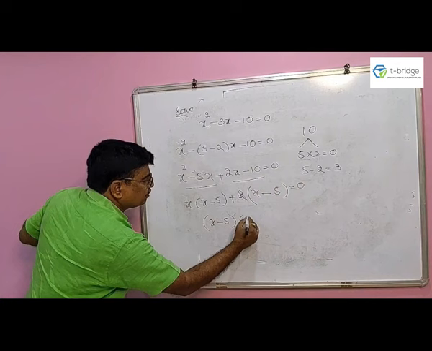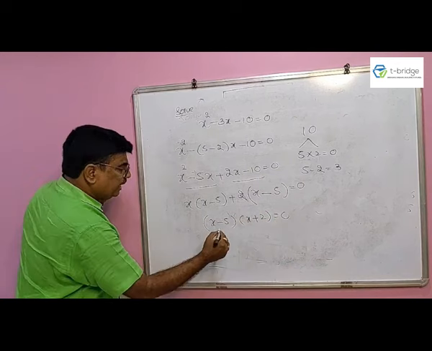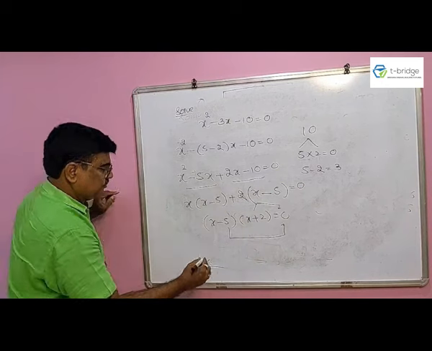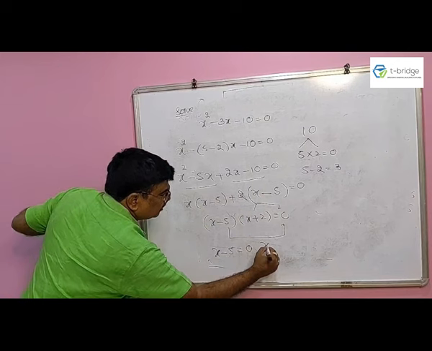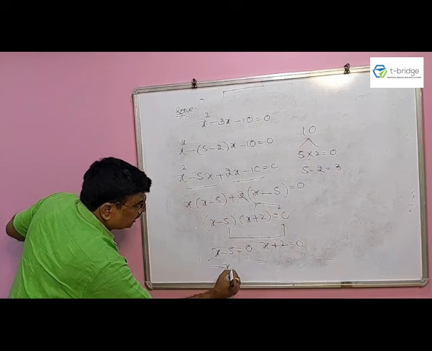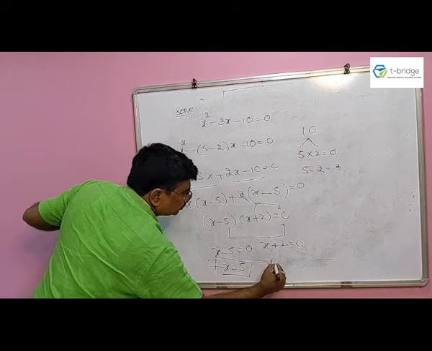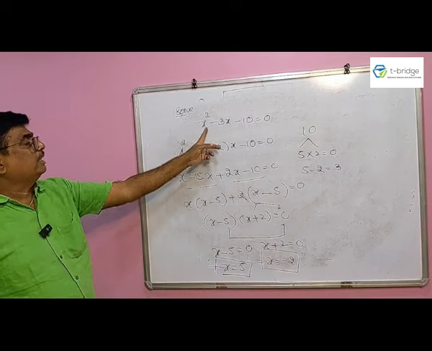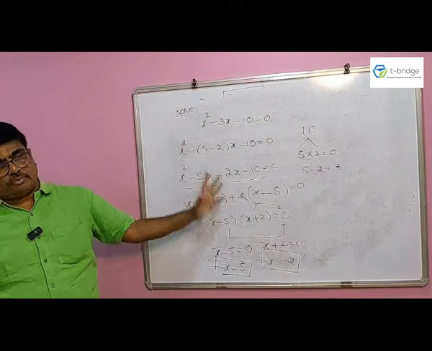Left in the bracket x plus 2. Next, we have to equate each bracket to 0. x minus 5 equals 0, x plus 2 equals 0. Transfer the constant to the other side: x equals 5 and x equals minus 2. These two are the zeros of this quadratic equation, x square minus 3x minus 10. Hope all are following this one.